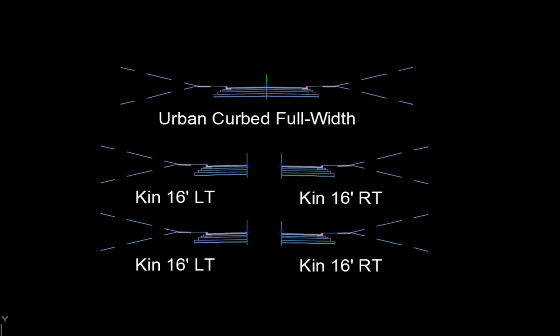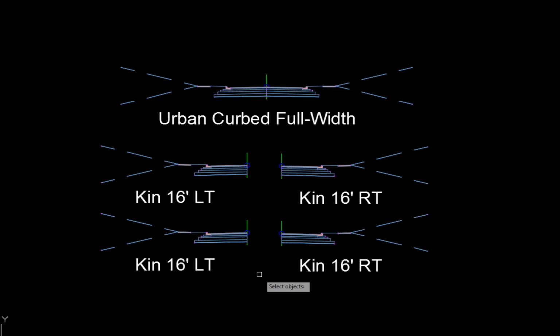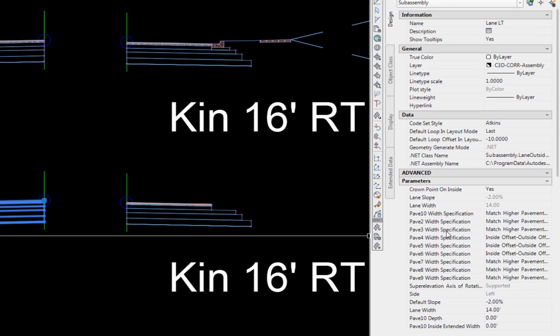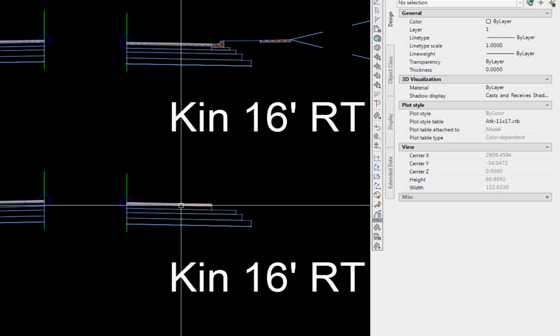Modify the no curb assemblies. E enter. To start the erase command, pick the curb, sidewalk, and the daylight sub-assemblies. Enter. Escape to stop command. Pick the lane sub-assembly. In Properties palette, change the width specifications for pave 4, 5, and 6 to match higher pavement. Repeat for the right. Escape.